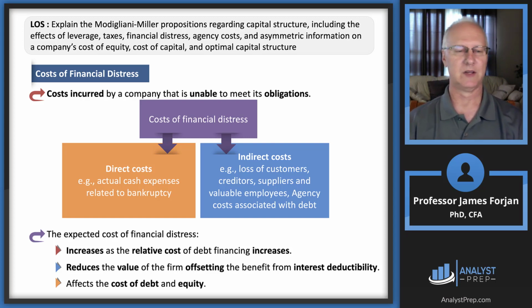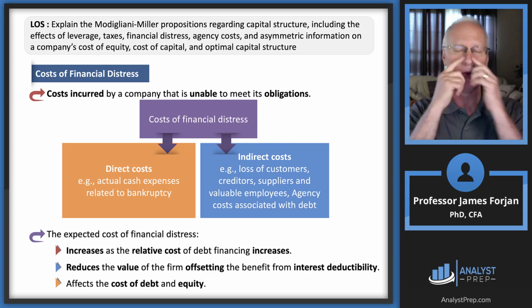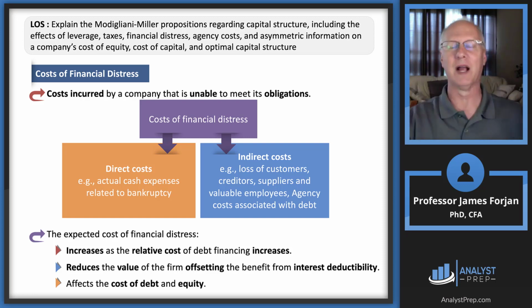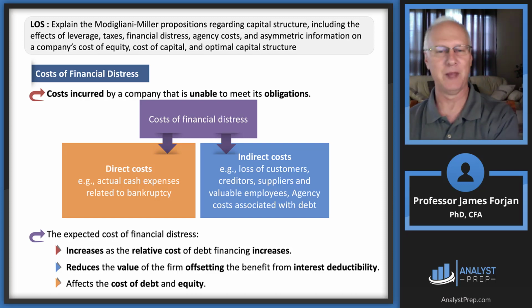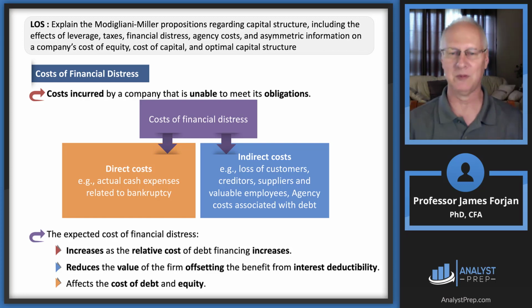All right, look at the second arrow point down at the bottom. The expected cost of financial distress increases as the relative cost of debt financing increases. So that makes sense, right? If I'm on my way to work and I think back, I say, oh my gosh, I used to pay my bondholder 6%, but now I have to pay him 14%. How am I possibly going to be able to do that? All right, reduces the value of the firm.